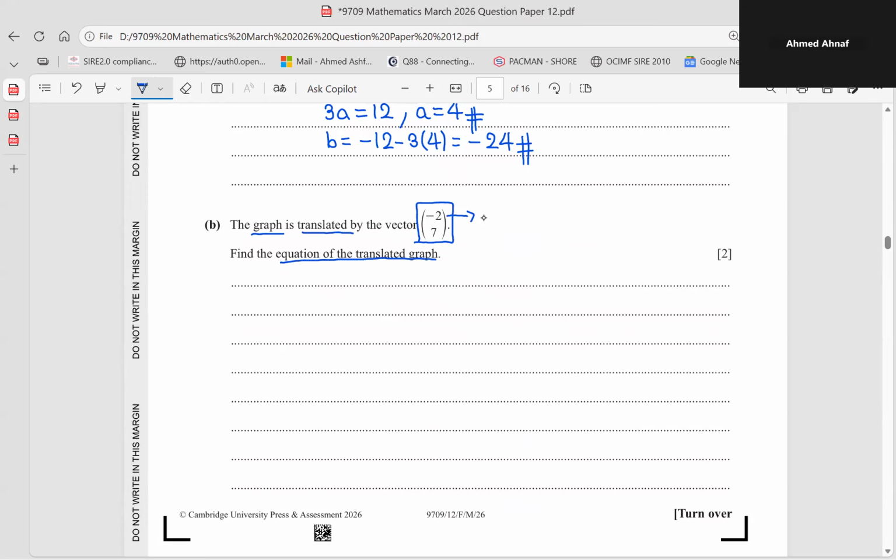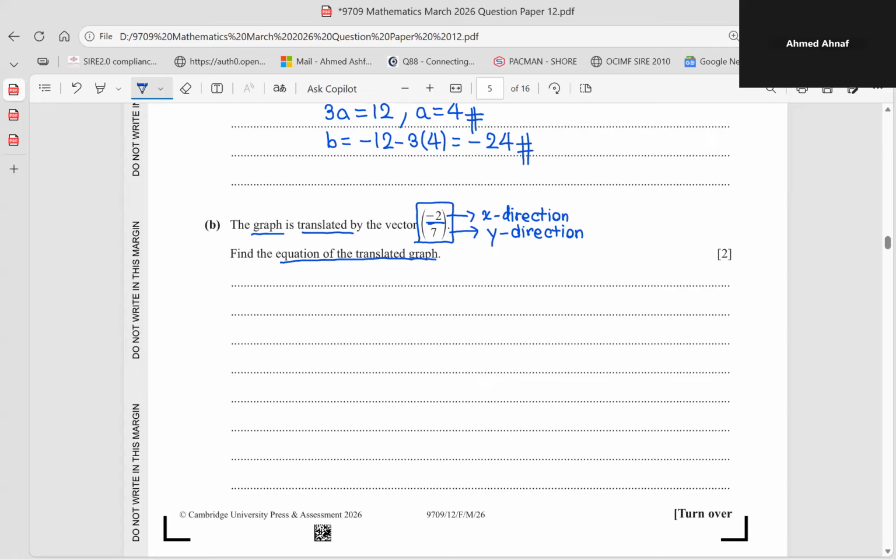So this is the x direction, the translation in the x direction, and this is the translation in the y direction. So for these 2 directions, the interpretation is very different.